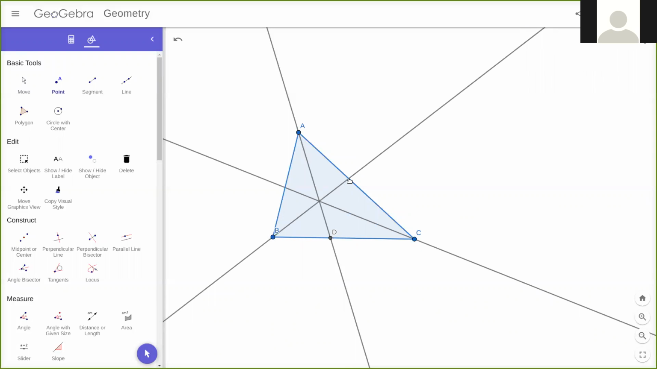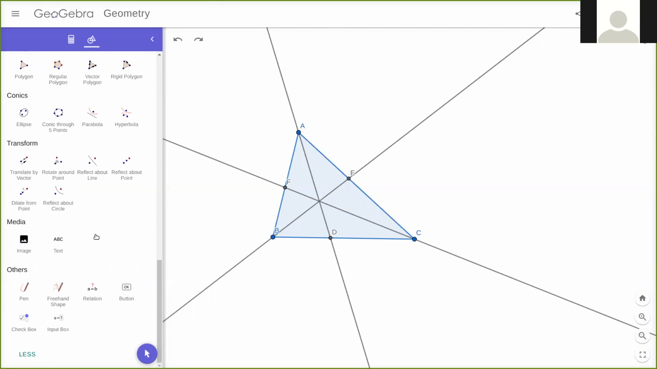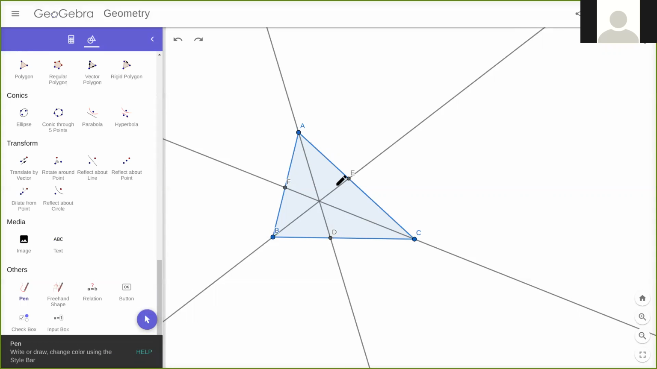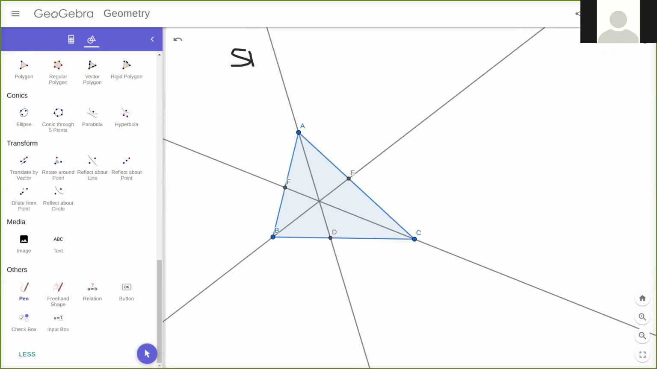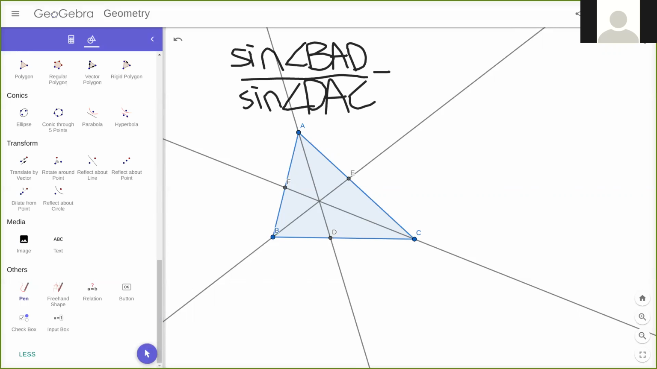Here's D, here's E, and here's F. So the trigonometric form of Ceva's theorem is that if sine angle BAD over sine angle DAC times all that stuff is equal to 1, then they're concurrent.